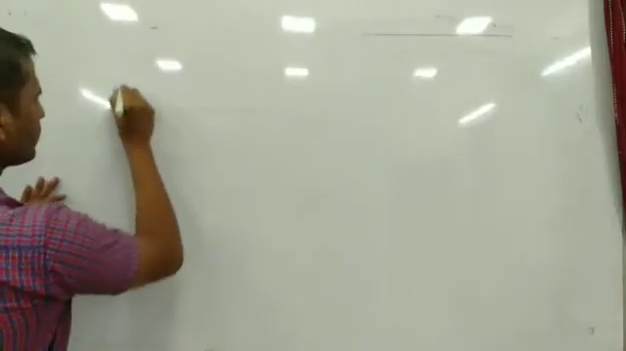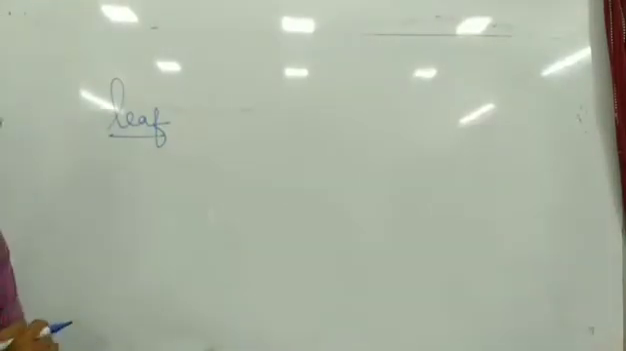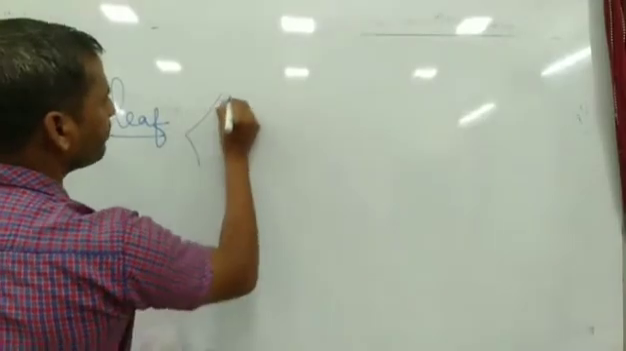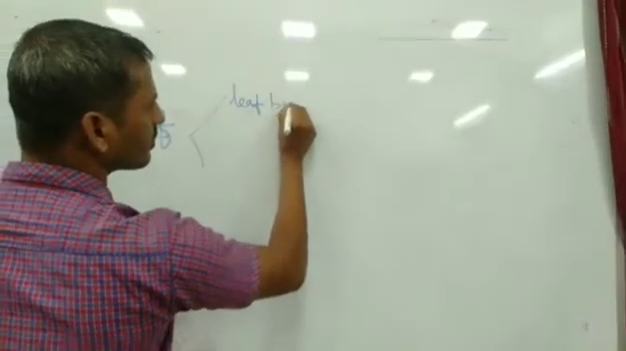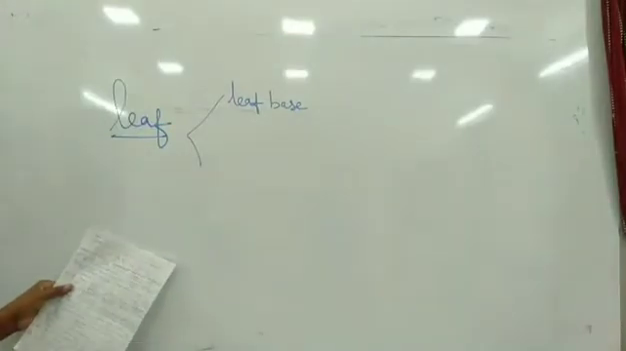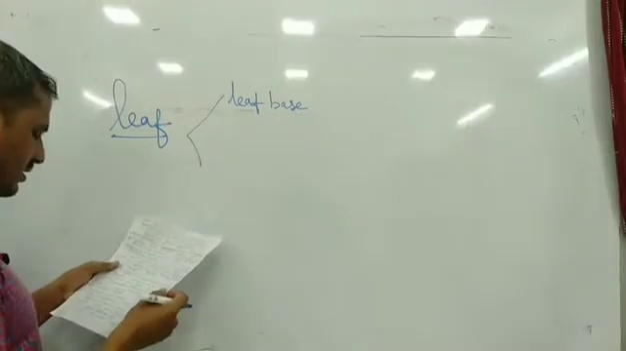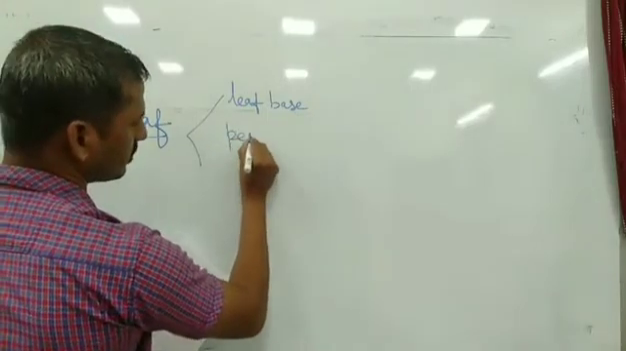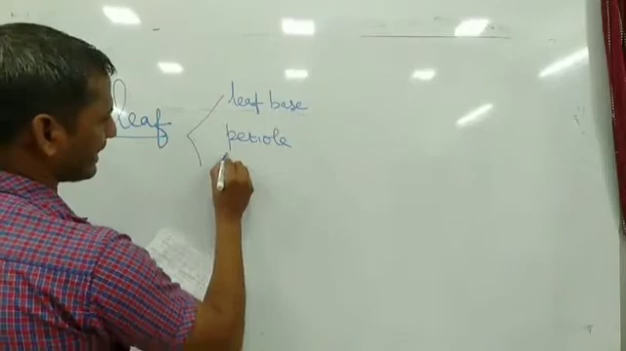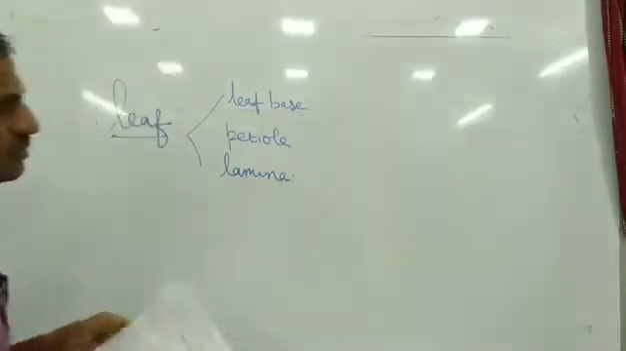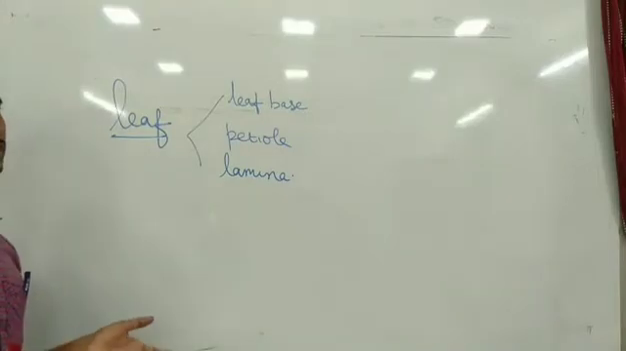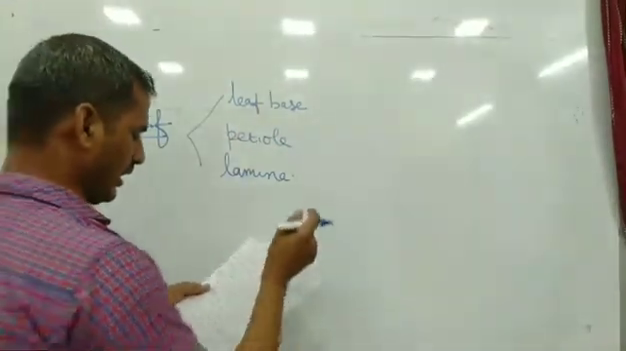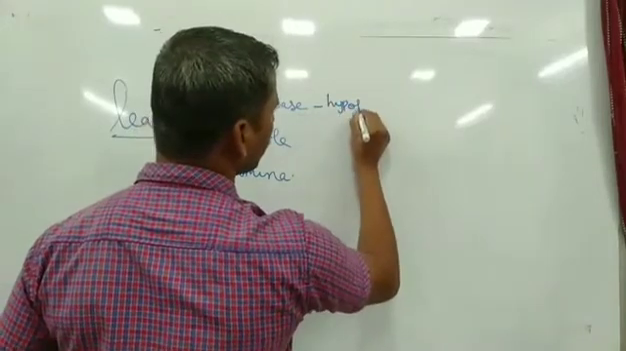Now we move to the leaf. The leaf is mainly divided into three categories: leaf base, petiole, and lamina. An example for sucker is mint. This leaf base we call the hypopodium.